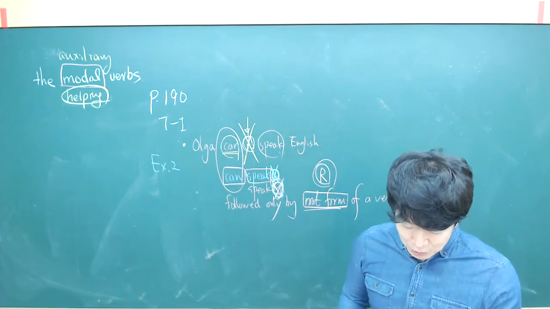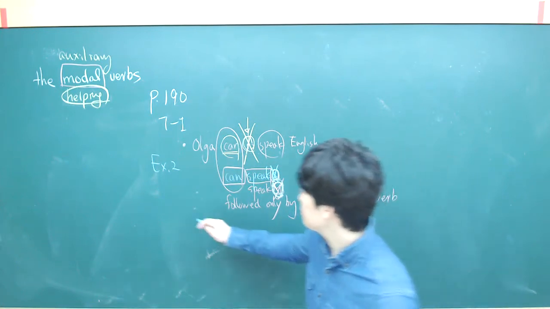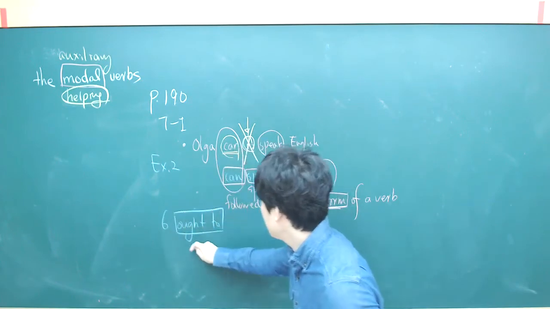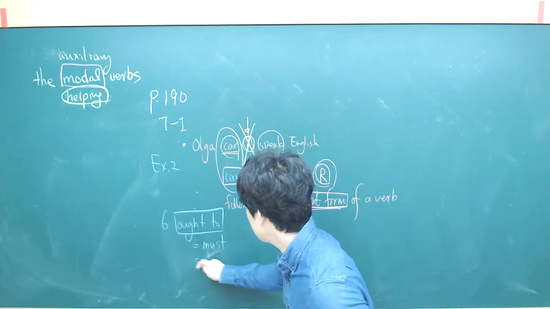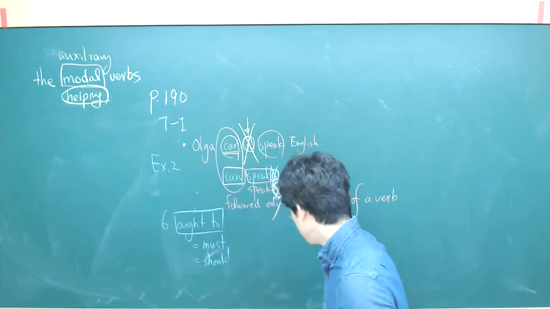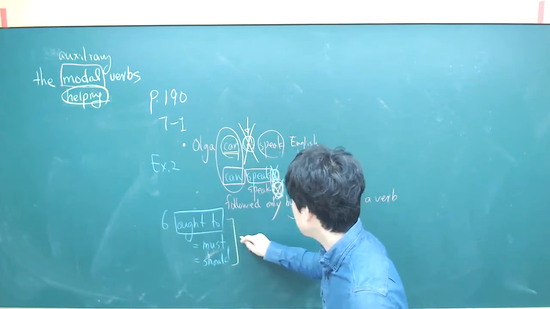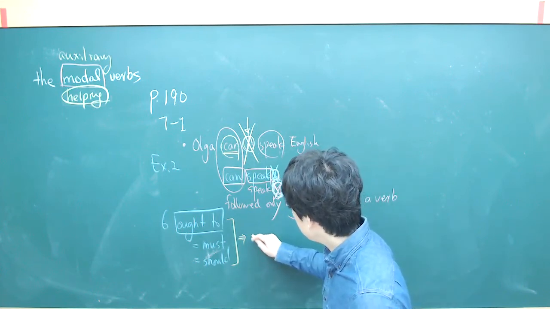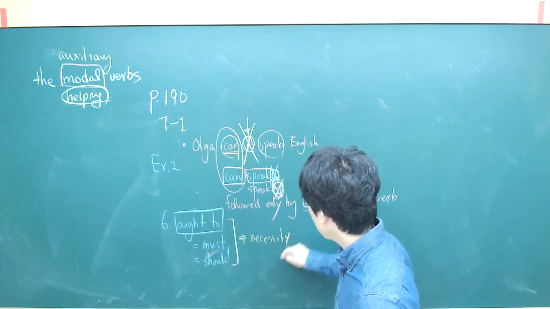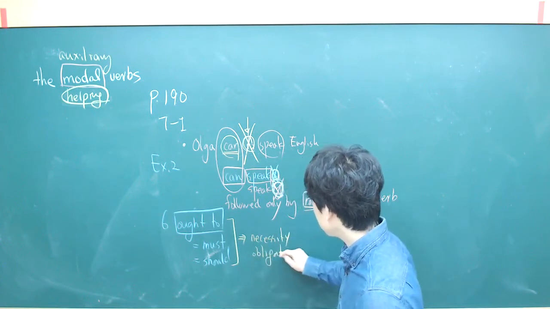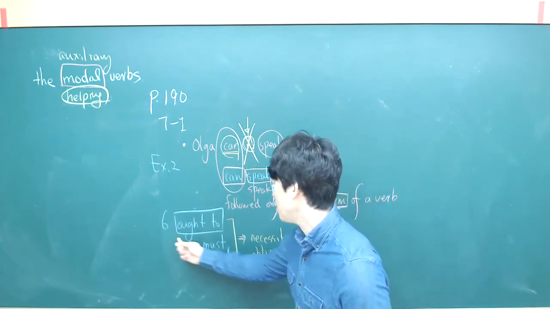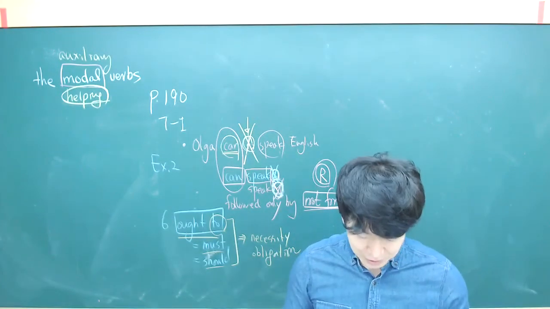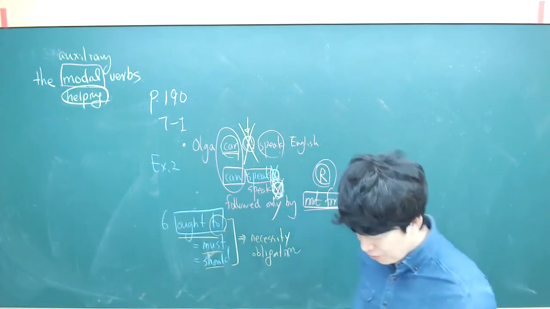For question 6, I ought to go to the post office this afternoon. This means must and should. So these modal verbs indicate conditions of necessity or obligation. Must, should, ought to. So we have to add to after ought. It goes on like this. Okay, let's move on.